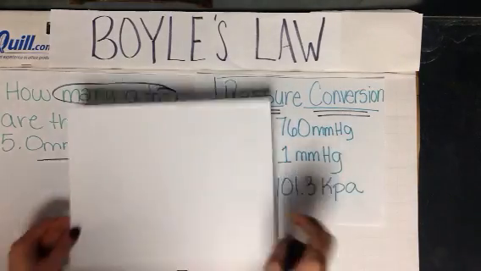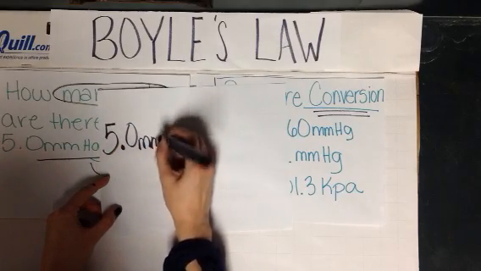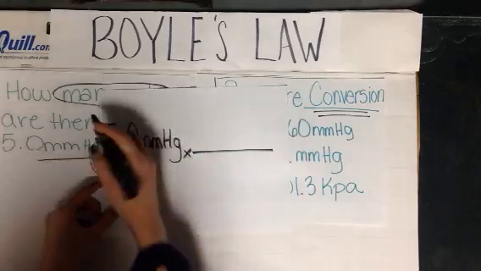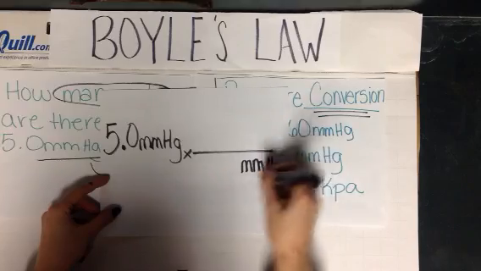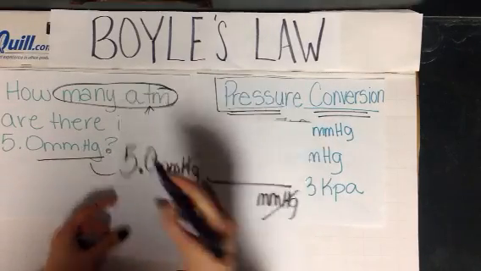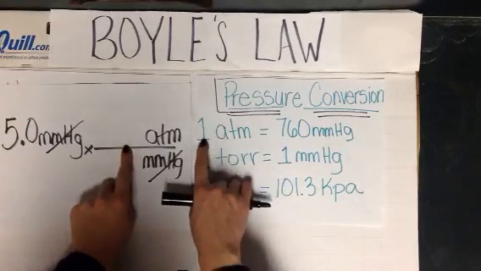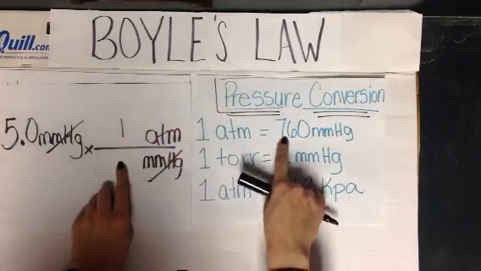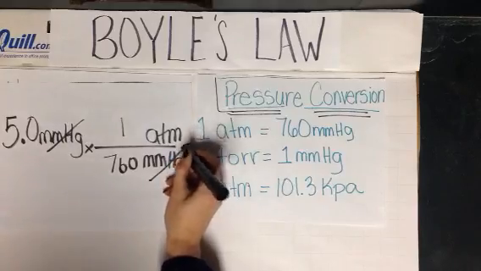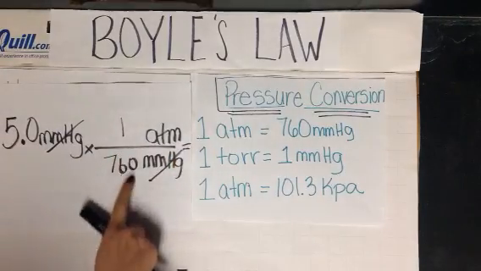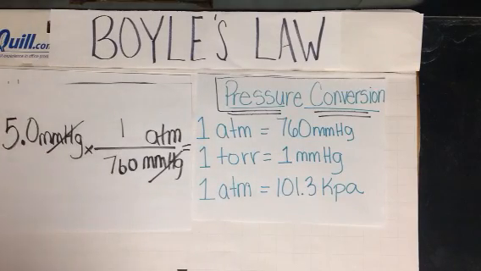So let's begin. Remember, you always start with your given, and that is 5.0 mmHg times, same thing with our dimensional analysis setup, mmHg goes on the bottom, copy top to bottom, and we're trying to get to ATM, so the ATM goes on top. And the conversion is 1 ATM has 760 mmHg. That's it. Now all we have to do is take our 5 times 1 divided by 760, or a little shortcut, 5 divided by 760.